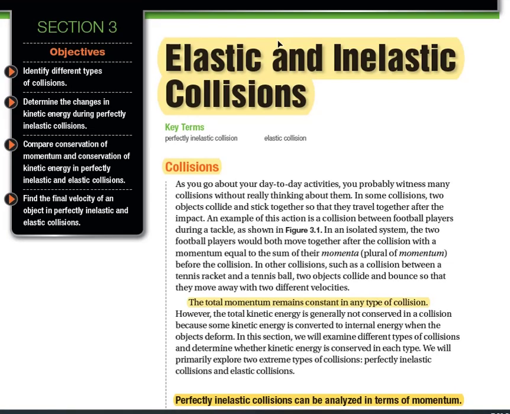Hello grade 9, this is chapter 6, section 3. The title of the section is Elastic and Inelastic Collisions. In this section we will identify different types of collisions. The first type is called elastic collision. The second type is called inelastic collision.